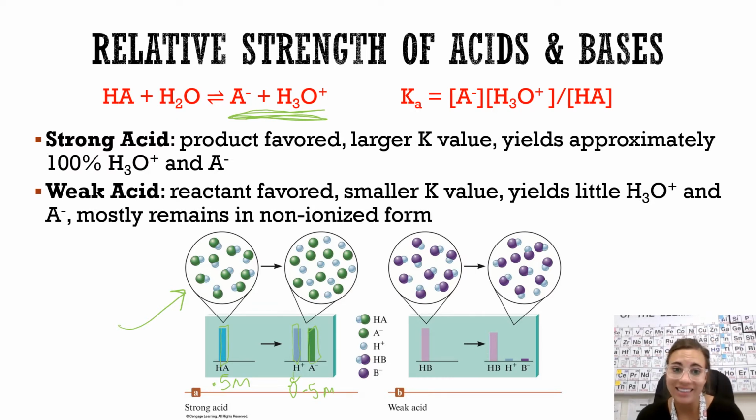But for a weak acid, it's reactant favored. They have a smaller K value, and so not all of the acid molecules dissociate. So there's not nearly as much hydronium. Most of it remains non-ionized. So whatever amount of weak acid we start with, we're going to keep most of it bound together. Only a little bit of it is going to ionize. You see that here where this is all of the bound versions. Over on the right-hand side, only one dissociated. So that's what makes it a weak acid.